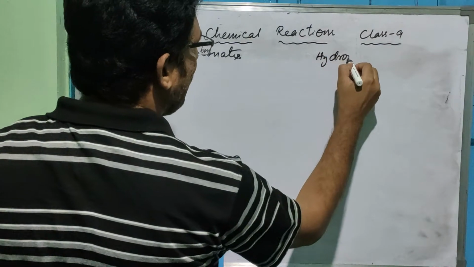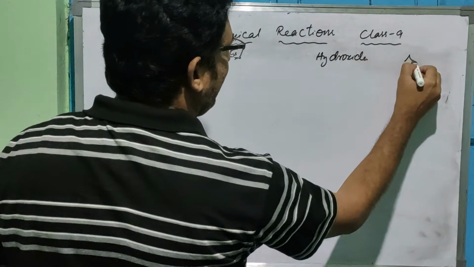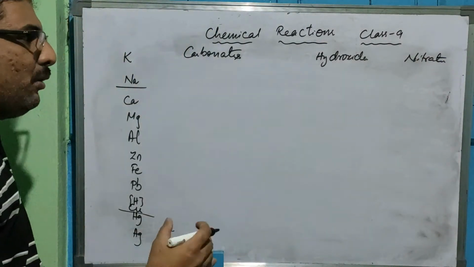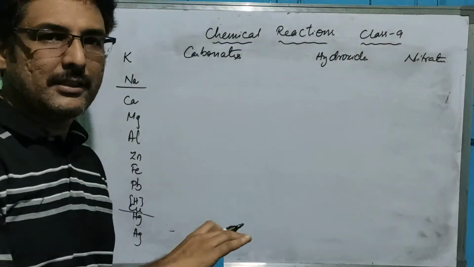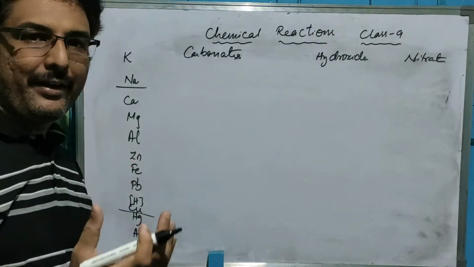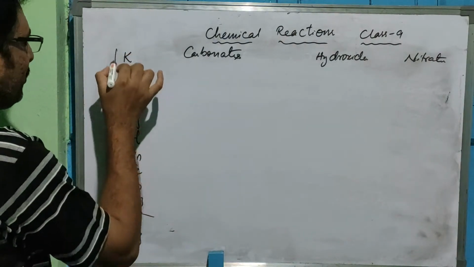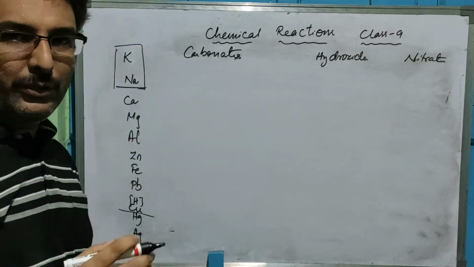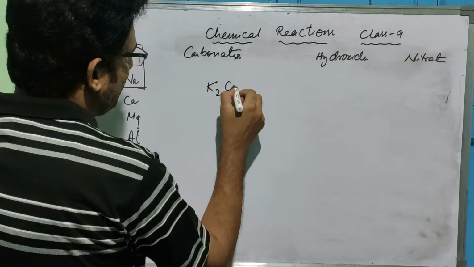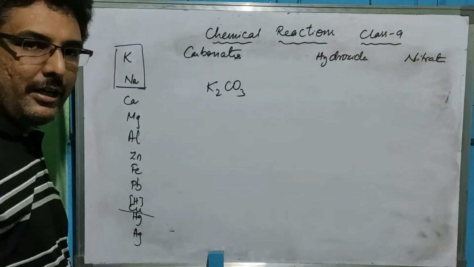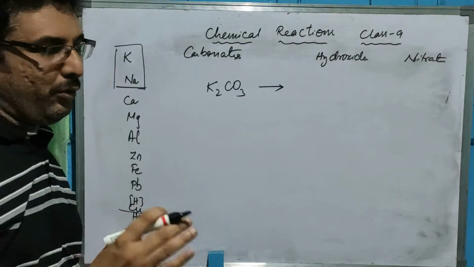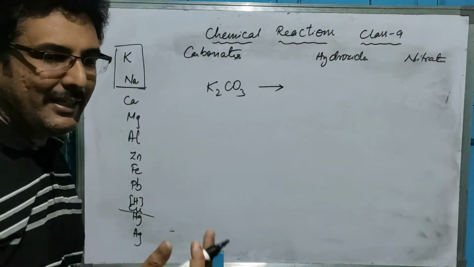We can discuss the thermal decomposition of their compounds like carbonates, hydroxides and nitrates. So let's see how these carbonates, hydroxides and nitrates undergo decomposition when they are heated. Let's take the first group, that is potassium and sodium. Potassium carbonate is K2CO3. Let's see whether it undergoes thermal decomposition, meaning decomposition on heating.